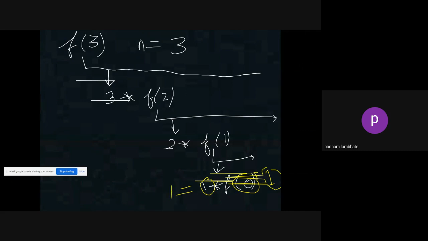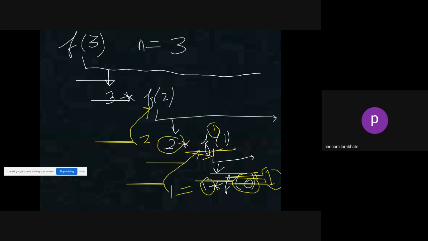And where will that go now? This 1 will get returned to this function call. So now this 1 has come over here. Right? So the value of this function call f of 1 is 1. Now I have to perform 2 into 1. What is 2 into 1? It is 2. So this value 2 has to be returned to this function call.